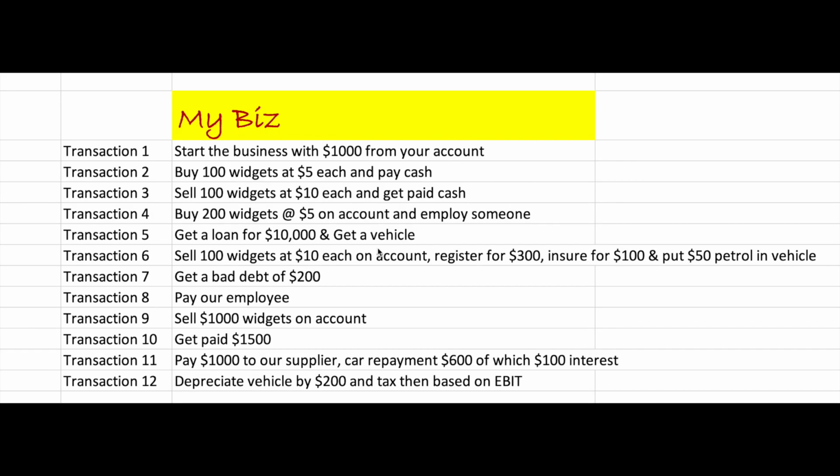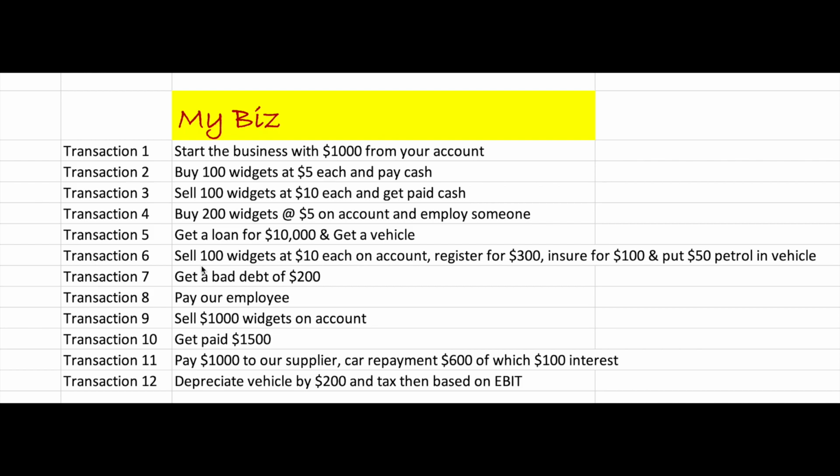Quick overview of what we're going to go through to see how your business financial statements connect. We're going to do 12 transactions and they're listed here. We're going to start your business with $1,000 of your own cash from outside of the business. We're going to buy 100 widgets. We're going to sell 100 widgets. We're going to buy 200 more widgets.